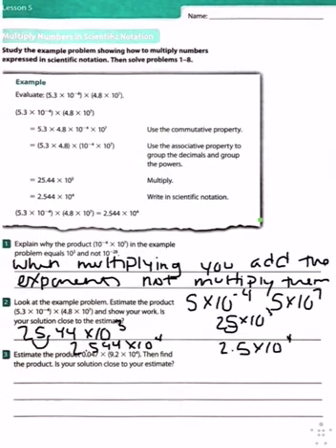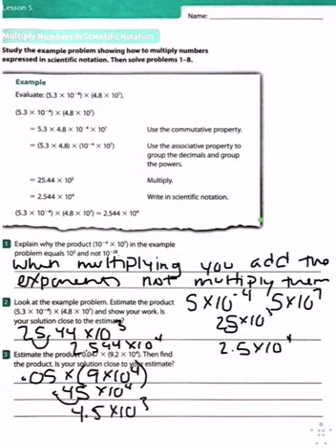Number 3, estimate the product of 0.047 times 9.2 times 10 to the 4th, then estimate the product. Is your solution close to your estimate? So I'm going to round that to 0.05 times 9 times 10 to the 4th. So I would multiply 0.05 times 9 and get 0.45 times 10 to the 4th. Move the decimal back and get 4.5 times 10 to the 3rd.